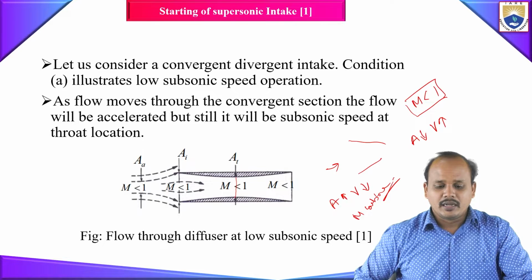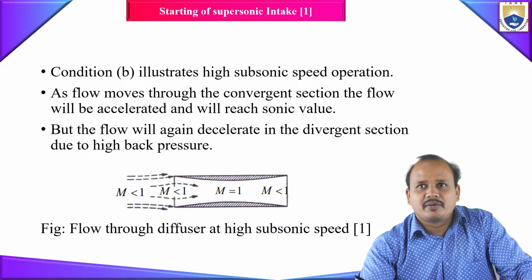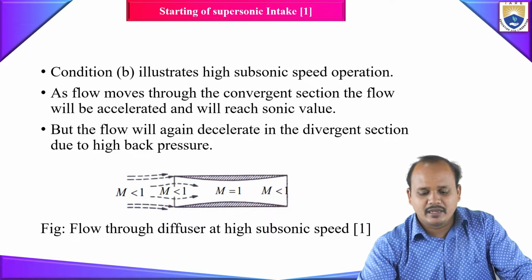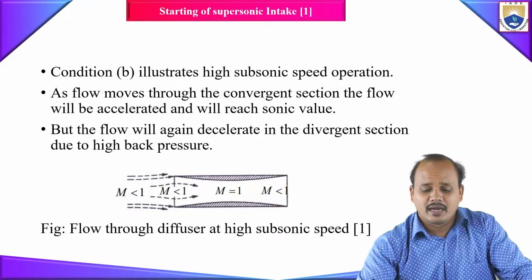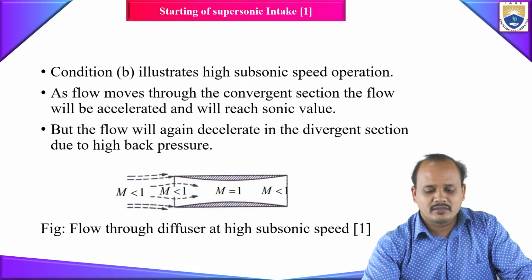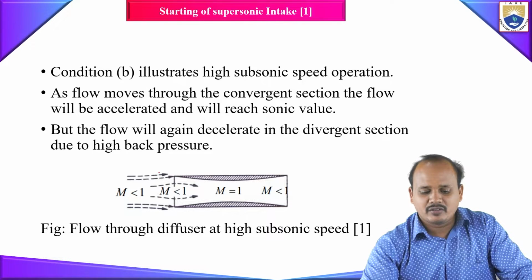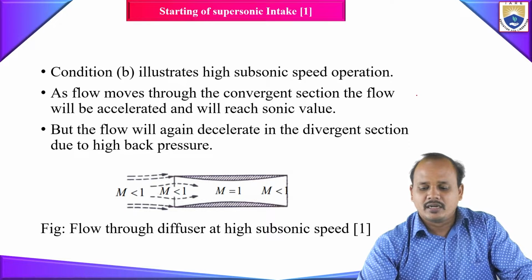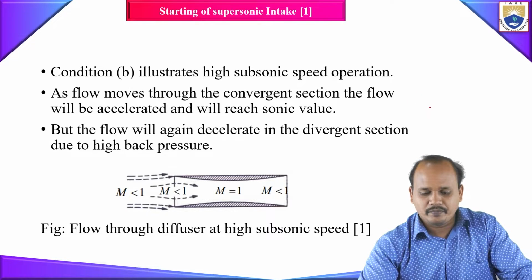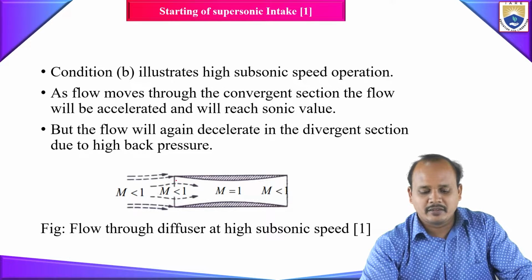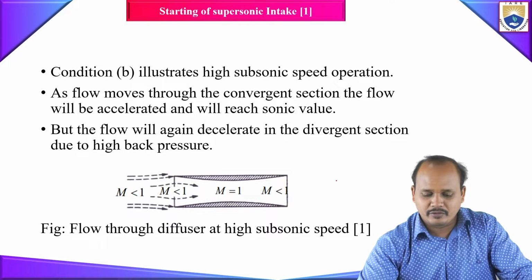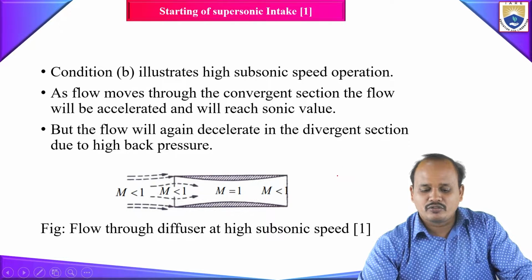Now, let's say I've increased my flight speed. Let's say it becomes high subsonic speed from low subsonic speed. Okay, so when this Mach number is increased, what is going to happen? The difference between capture area and your inlet area will be reduced. Okay, but still, when your flow is entering your intake, your Mach number is still subsonic, but it's close to sonic.